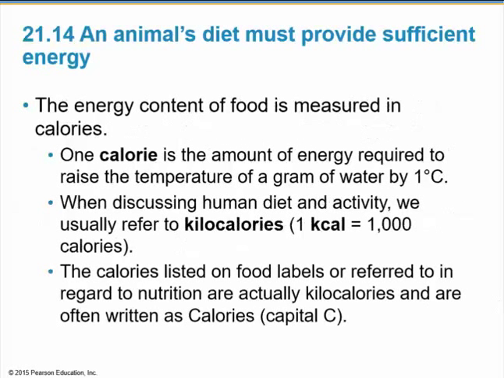Alright, energy content of food is measured in calories. The physical definition of calorie is the amount of energy required to raise the temperature of a gram of water by 1 degree Celsius. But we use kilocalories. One food calorie is actually 1,000 calories, or 1 kilocalorie. So in other words, when you read a food label, you're counting kilocalories is what you're doing.